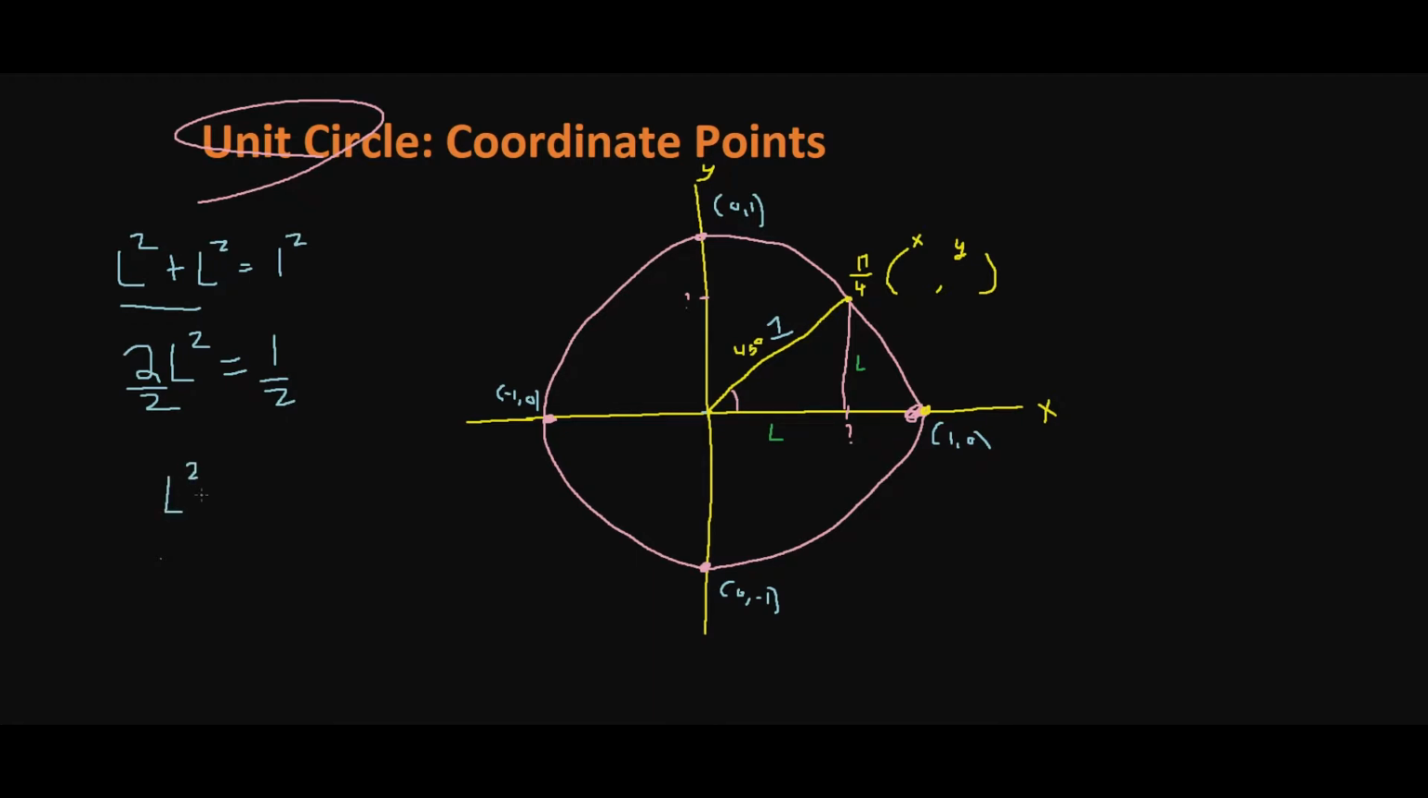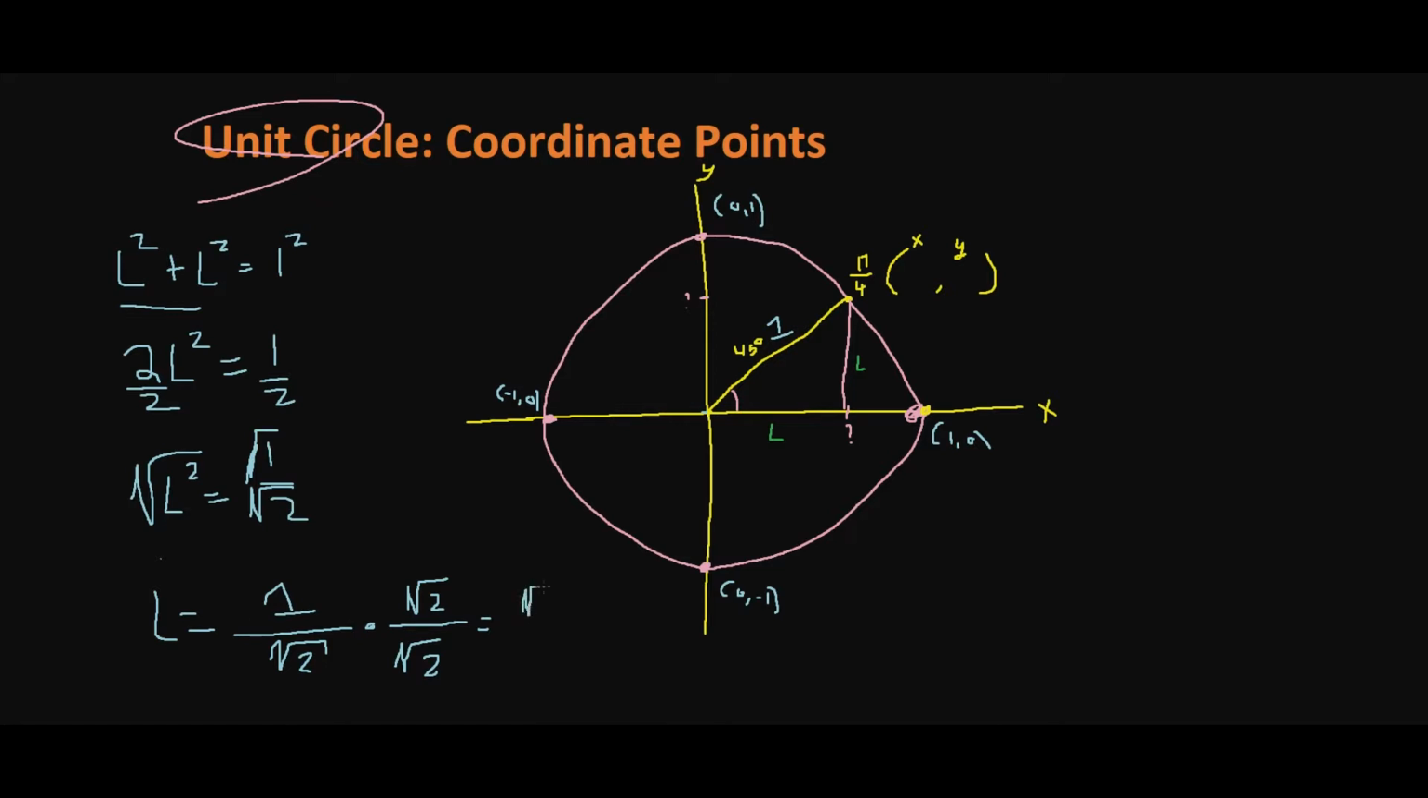We get L squared is equal to 1/2. Let's take the square root of both sides. When we take the square root, we can just take the square root of top and bottom. So we get L is equal to the square root of 1, which is just 1, divided by the square root of 2. Now we know what this length is, but in math, we don't like having square roots on the bottom, so we want to rationalize. All we do is multiply top and bottom by the square root of 2.